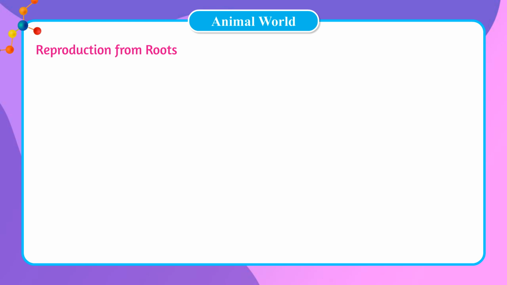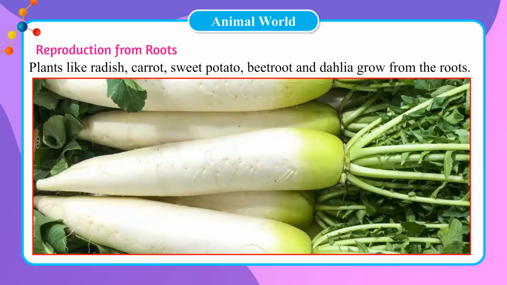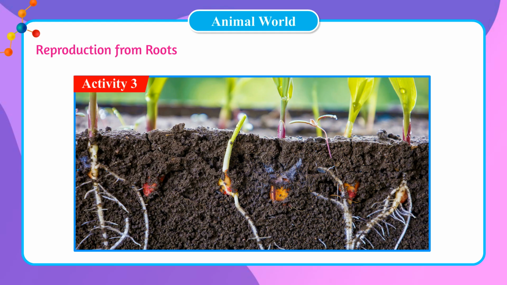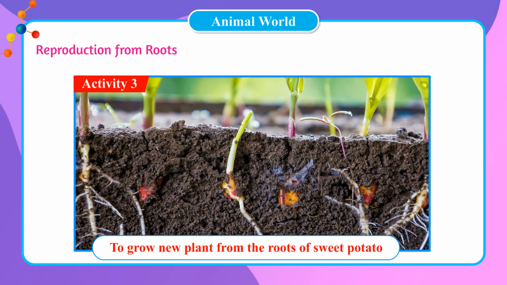Reproduction from roots. Plants like radish, carrot, sweet potato, beetroot and dahlia grow from the roots. These roots store food and we eat them. Activity 3. To grow new plant from the roots of sweet potato.